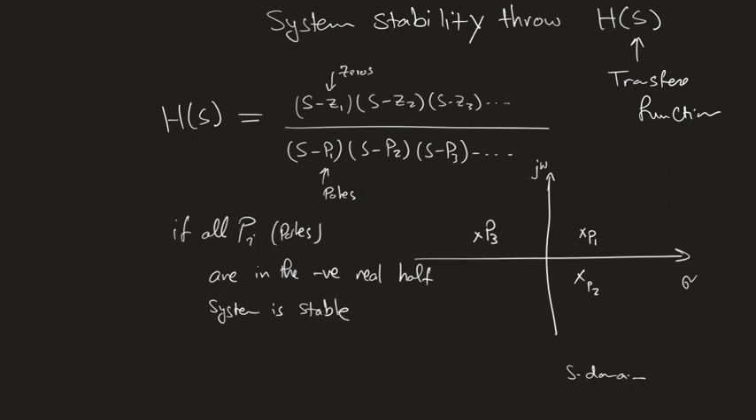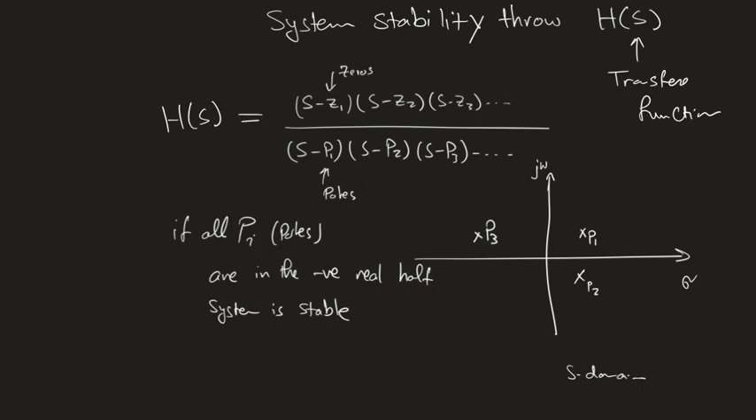Otherwise, if at least one of them, like what we see here, for example, P1 and P2, both of them are poles with positive real value, right? Then this is an unstable system. And by knowing this, we can actually stabilize the system. How do we stabilize the system?